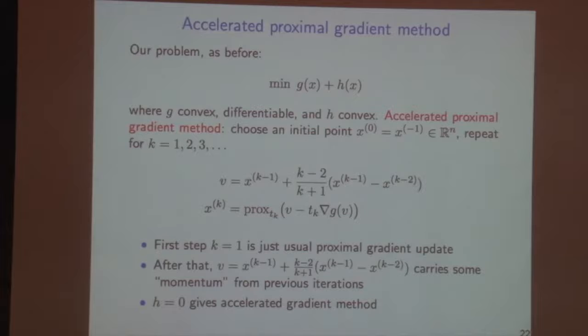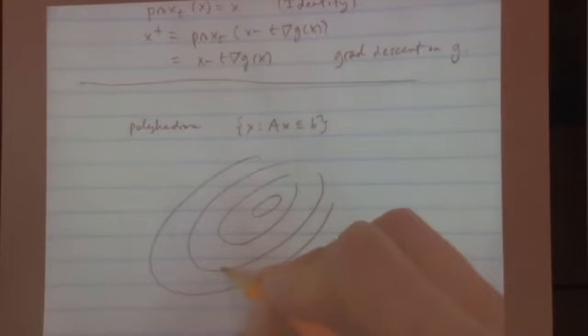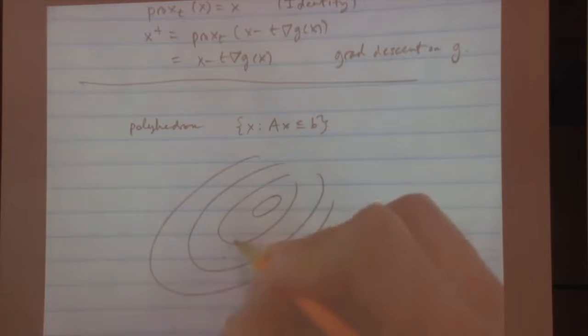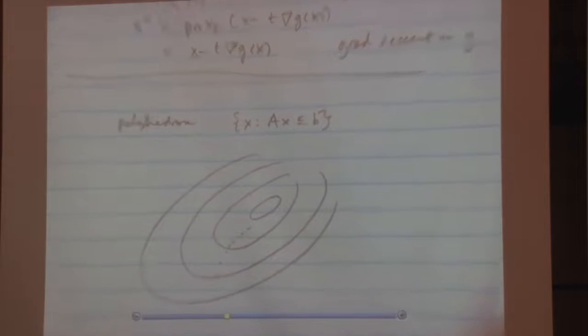So if you imagine a picture like this, where these are the contours of the function you're trying to minimize, then as you get closer and closer to optimality, say with proximal gradient, the step sizes get smaller and smaller.